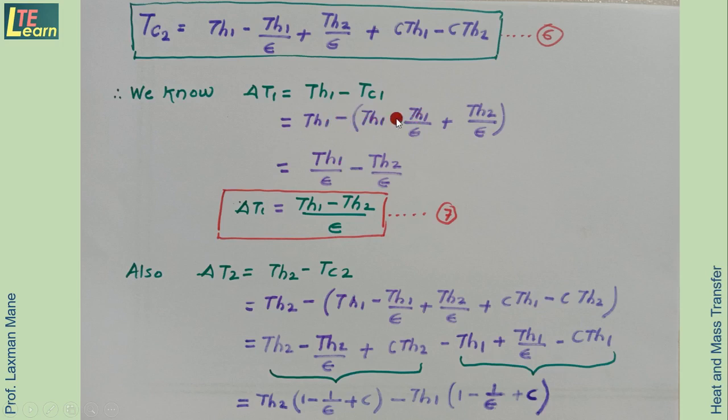Here will be this minus plus TH1 upon epsilon, and this minus plus minus TH2 upon epsilon. So delta T1 will be equal to TH1 minus TH2 divided by epsilon. So we got the temperature difference at inlet formula, say equation 7. Follow the same process for delta T2, the temperature difference at outlet.